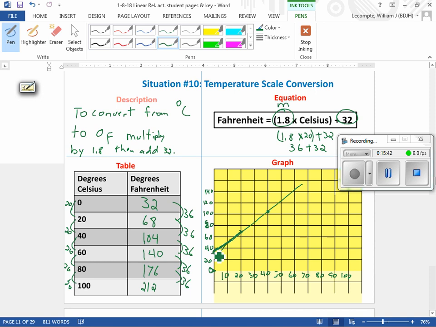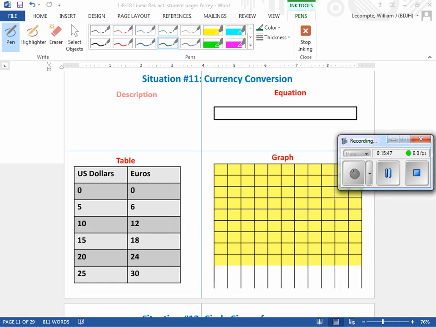All right, number 11, talking about euros to dollars, right? So our y is equal to mx plus b. Well, our y is euros, right? And our x is dollars. And we have to find out how much we're going to multiply by. Well, it shows that we're at 0, 0, so we don't have a plus b. So the plus b is gone. Our y-intercept is gone.